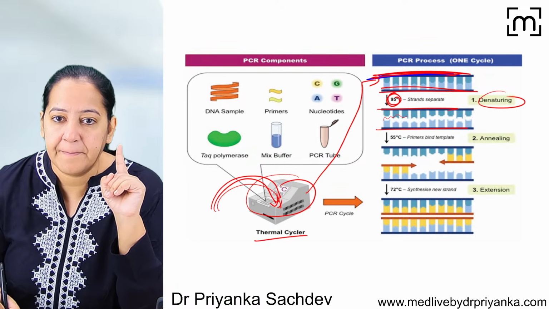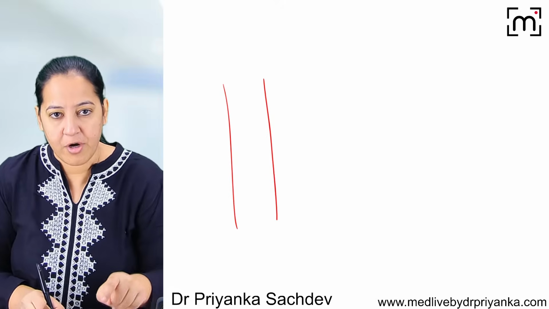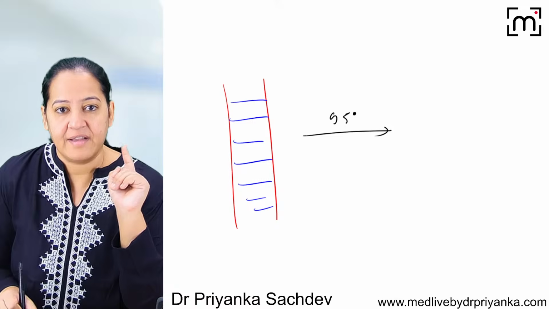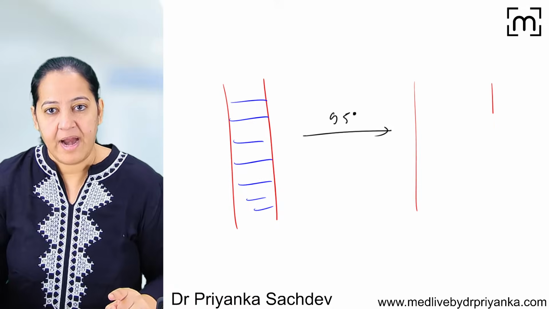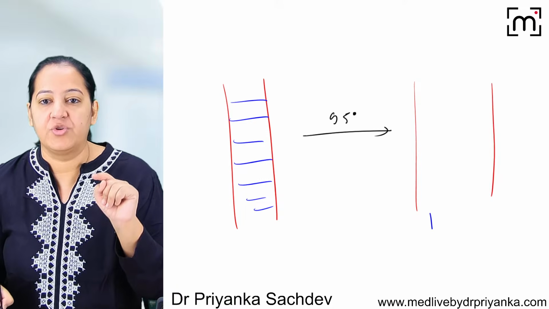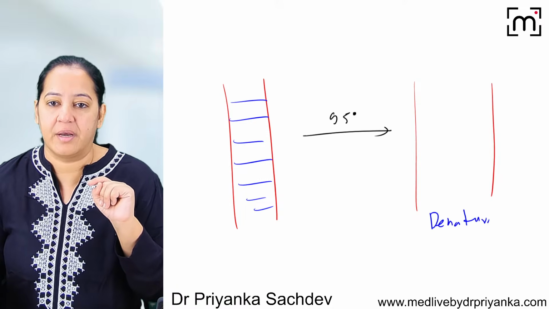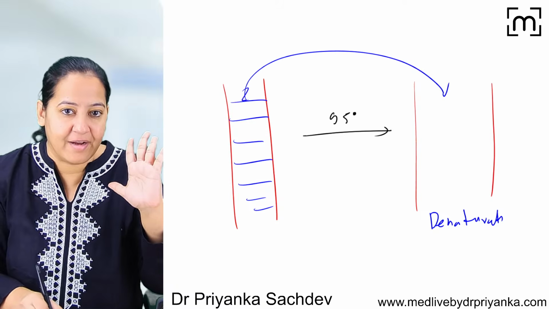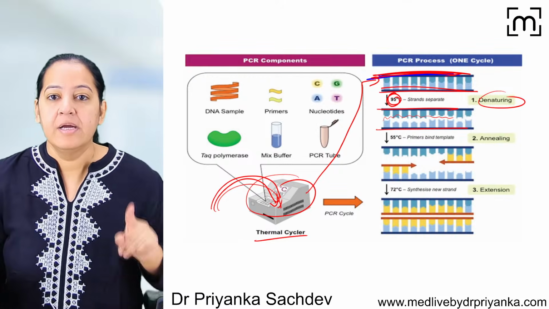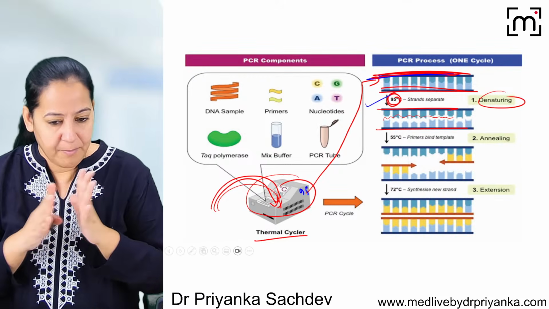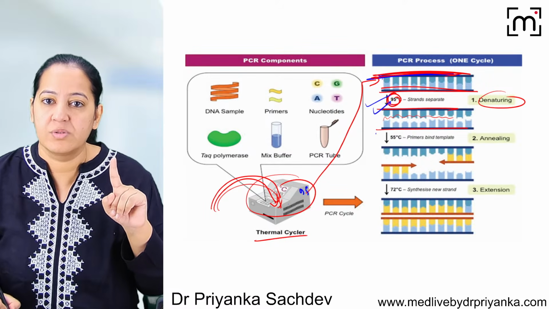Can you see a break between them? So double-stranded DNA is like this. There are bonds between them. If we raise the temperature to 95 degrees, the bonds will break, and the one double strand will convert into 2 single strands. This is known as denaturation. Denaturation means double strand converts into 2 single strands. All the bonds break at 95 degrees. So first the temperature will become 95 degrees inside this. Automatically it will happen.